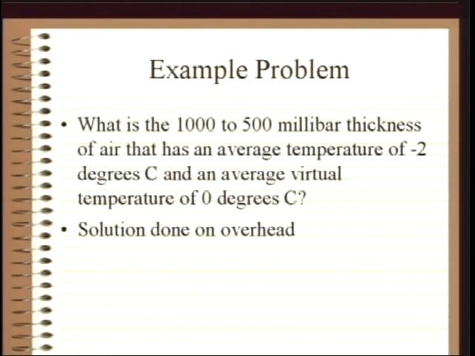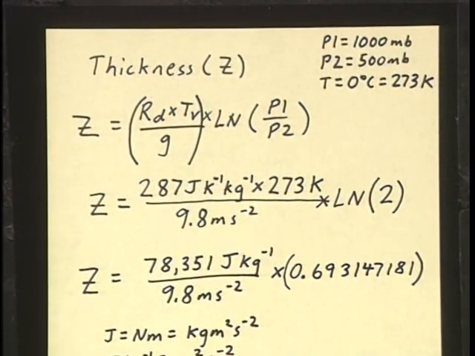Next, we'll look at an example problem. We're going to find the 1,000 to 500 millibar thickness of air that has an average temperature of -2 degrees Celsius and an average virtual temperature of 0 degrees C. So this is to show you an example that the average temperature of the layer is not going to be too much different from the virtual temperature. The virtual temperature will be just a little bit higher because it's taking into consideration the moisture in the air. And on the overhead camera, we'll take a look at how to solve this equation.